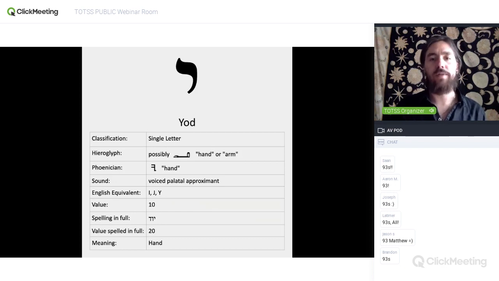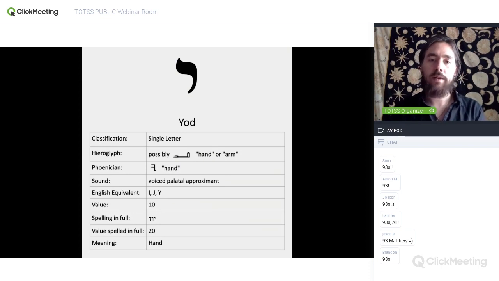And so, iota eventually gets the Latin I and the English letter I. But in sound, it's maybe more closely related to the Y. And then also because of the Latin I and J thing, J is also an English equivalent. But I and Y are going to be your standard English equivalents.